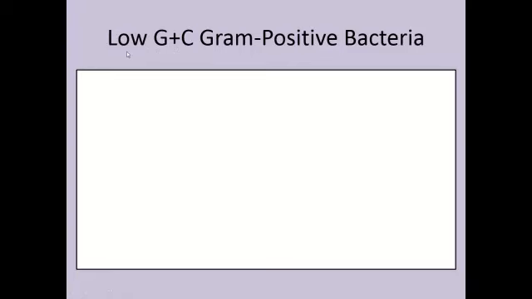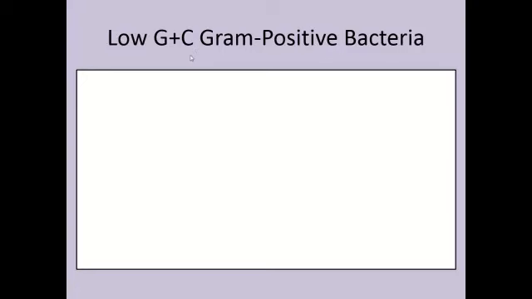Back before we could do nucleotide sequencing, we had to go with these percentages. Now, as it turns out, gram-positive bacteria that have low G plus C ratios are very closely related, and gram-positive bacteria that have high G plus C ratios are also related. Unfortunately, this doesn't work for gram-negative bacteria.